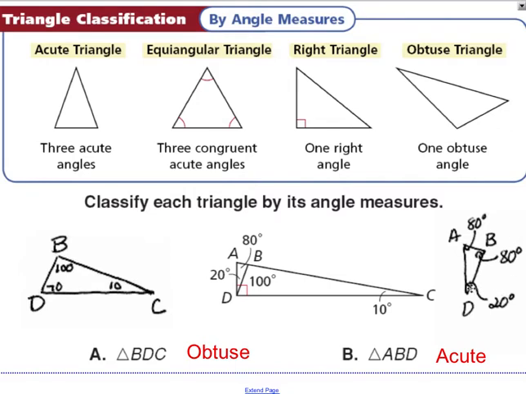I see this angle over here is 20 degrees. Angle A is labeled 80 degrees. And I know this angle B has to be 80 degrees because these two angles right here and here make up a linear pair. If angle B here is 100 degrees, that must mean the angle B on the other side is 80 degrees. So as I look at this triangle, I can see that it is acute.